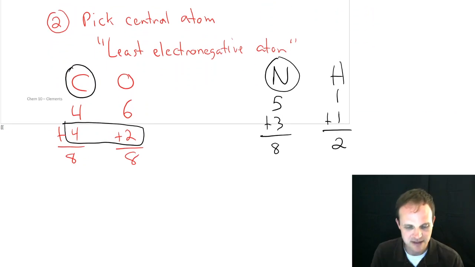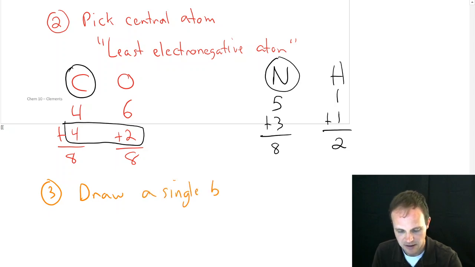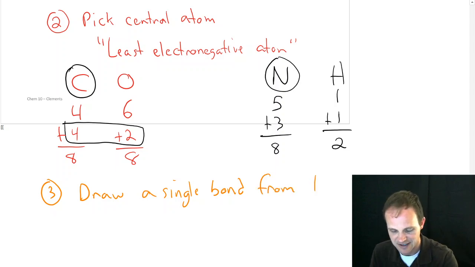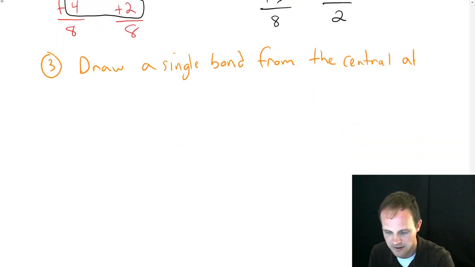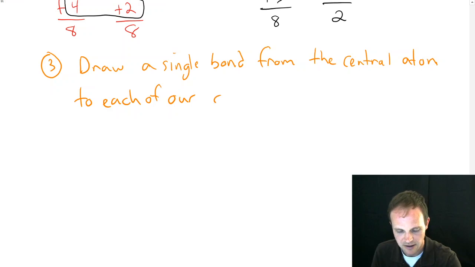Okay, once we pick the central atom, what we're going to do is we're going to draw a single bond from the central atom to each of our, what we call, outer atoms.